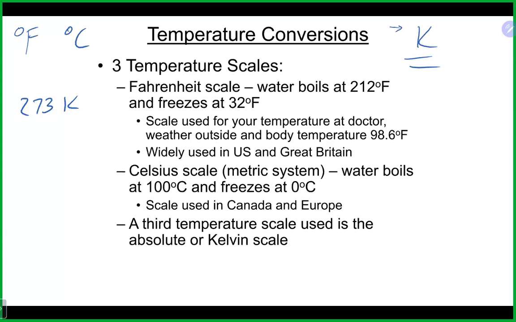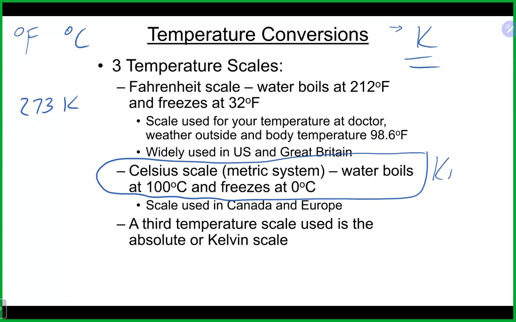The metric system typically uses degrees Celsius, and on the Celsius scale, water boils at 100 degrees and freezes at 0. That is definitely something you should know going through your chemistry career. 0 and 100, the normal freezing point and boiling point of water, is really important. A third temperature scale, as I mentioned, is the absolute temperature scale, later renamed for Kelvin as the Kelvin temperature scale. Water boils at 373 Kelvin and freezes at 273 Kelvin.